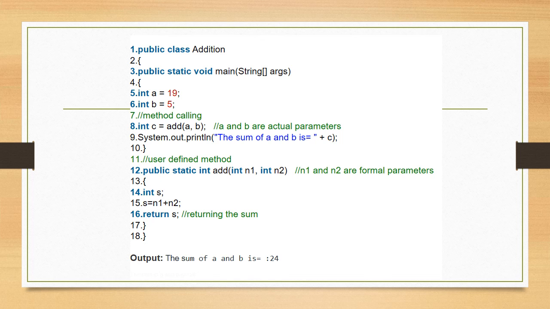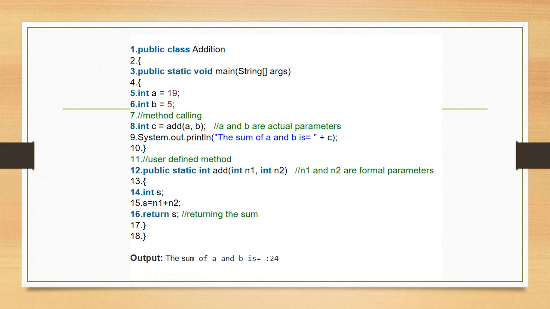Then we can print the values of a and b. The sum is stored in C. Now the formula is given in this add function. How have we defined this function? Here we write the function as static. Static means that we need not make an object of this class to call this function. It can be run within the class.